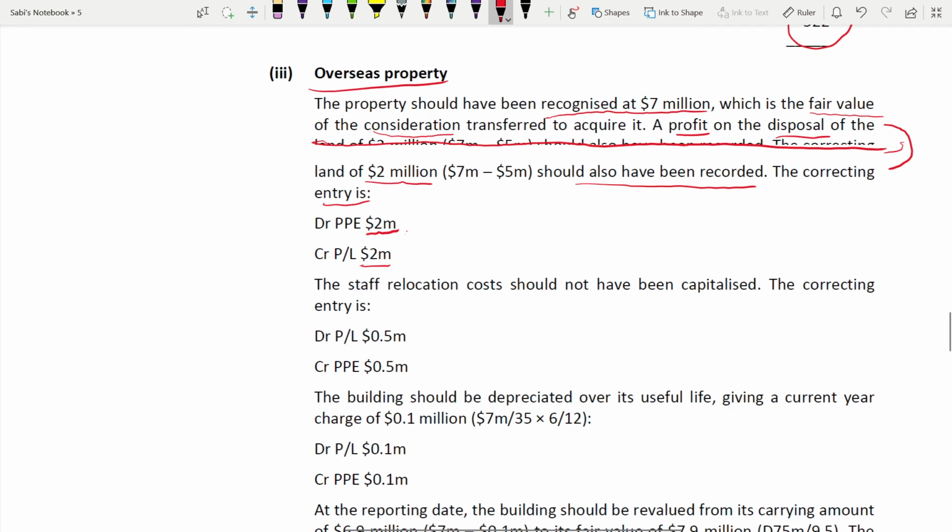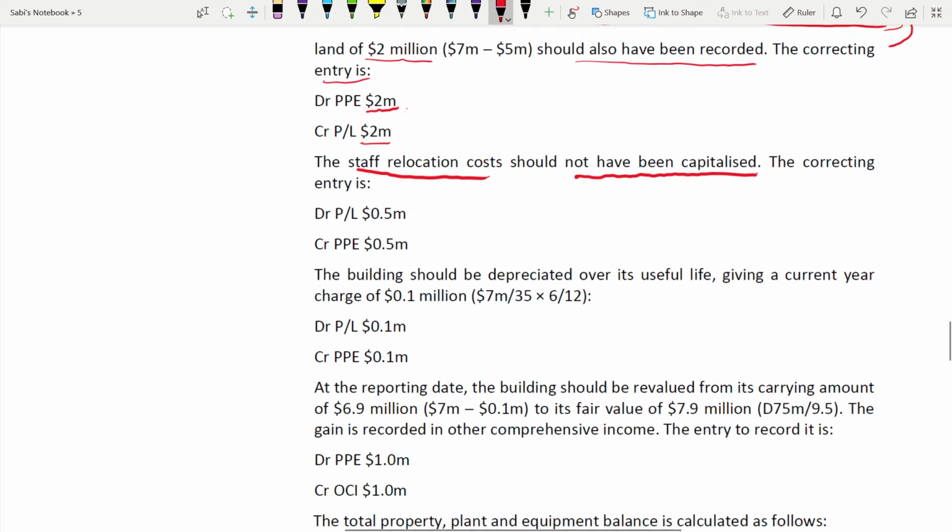Each component, you see every item they are taking separately and they are correcting it. First item was relating to the disposal of land. Second is now staff relocation cost. This should not have been capitalized, we know. Okay, the correct entry is because it's an expense, no? It cannot be capitalized. So definitely it's an expense, so you debit in the PNL 0.5 and you credit from the PPE, you take it out. It is not capitalized. So credit is 0.5 million.